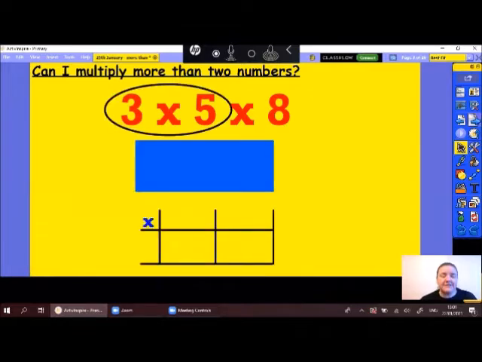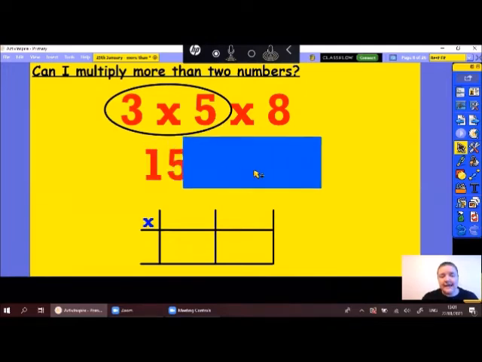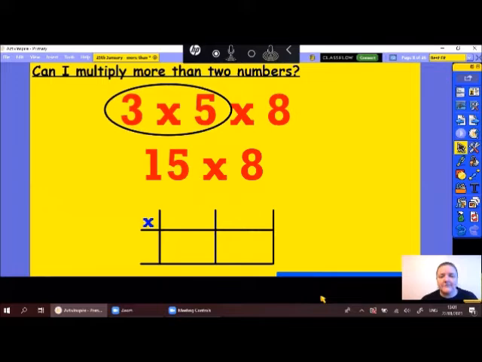The first thing we need to do is solve the first part of the calculation. So here we have 3 times 5. Well, that's easy. We know the 3 times table, we know the 5 times table. Whichever way we do it, that makes 15. So we've got 15 under here, which is this bit here, but we still have to multiply it by 8. So our calculation becomes 15 times 8.